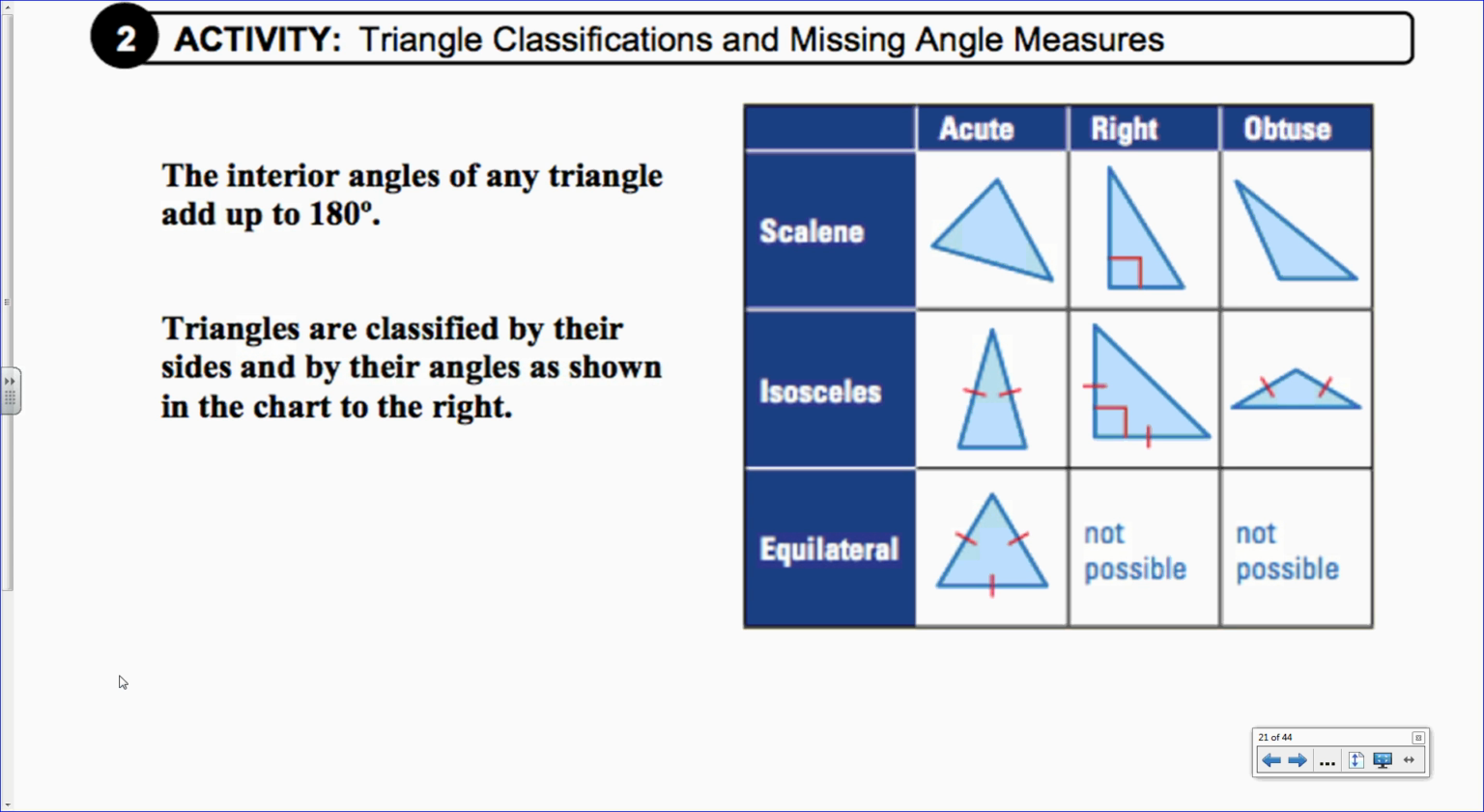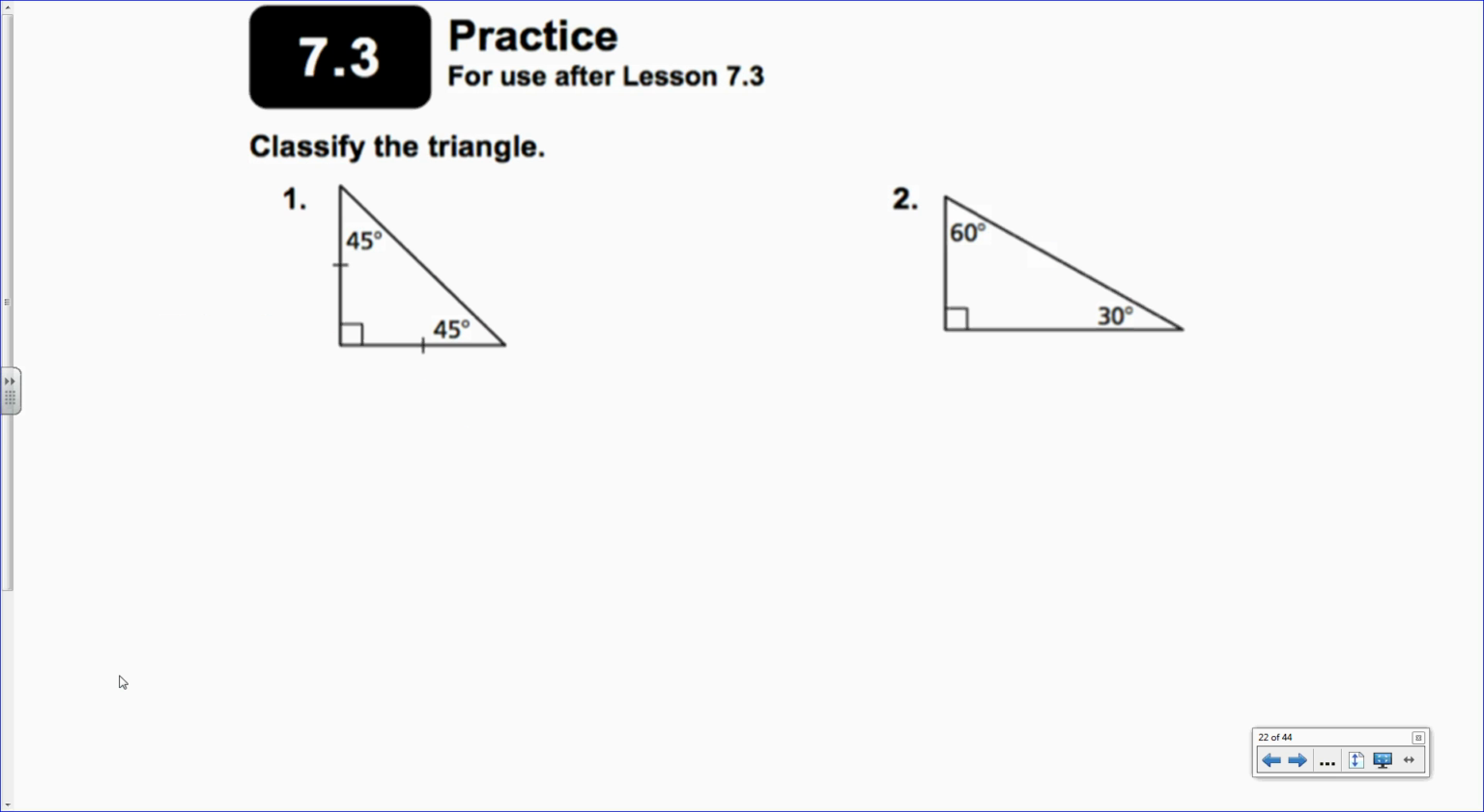So going back to your table that you made of acute, right, and obtuse triangles and scalene, isosceles, and equilateral, let's go to this page. The first one, it says to classify the triangle. So first of all, look at the angles. Is it acute, right, or obtuse? You should say right because there's a right angle.